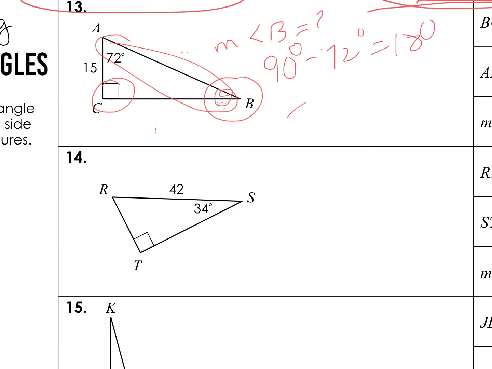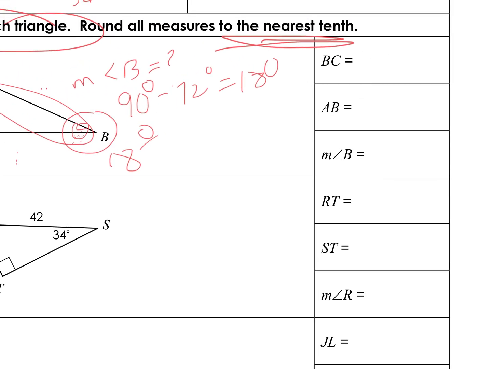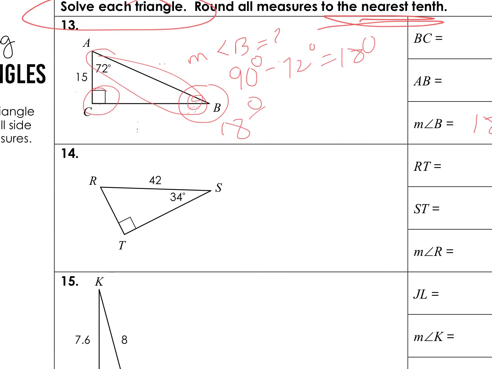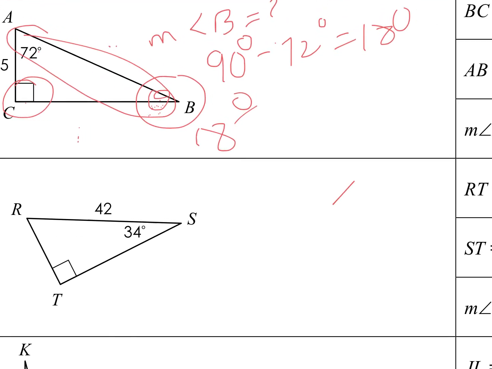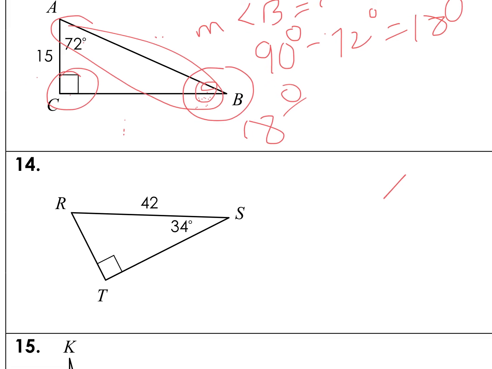So this angle is 18 degrees. So I'm going to go over here and put measure of angle B is 18 degrees. Now that you have that, you can find any of the other two sides you want.